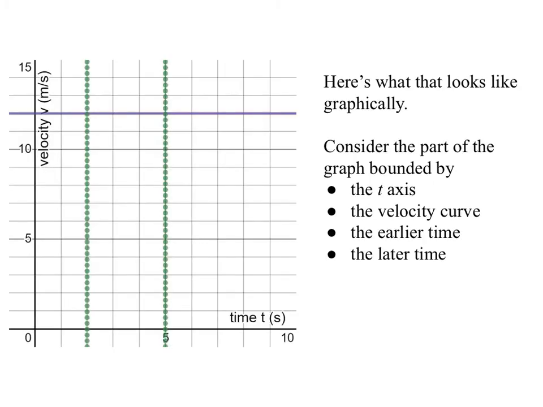But if we look at it graphically, and we make a plot now not of position, but of velocity on this axis and time over here, then we get, well, the velocity is constant, and the graph of a constant thing is, of course, just a horizontal line. Now consider the part of the graph bounded by the t-axis, which is v equals 0, the velocity itself, called here suggestively a curve, but it's really just a horizontal line, and then the earlier time, t equals 2, and t equals 5. Consider that region, this region right here.